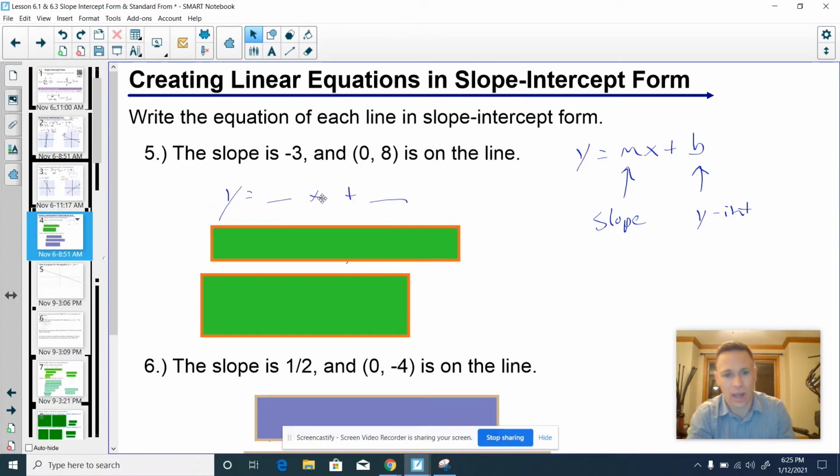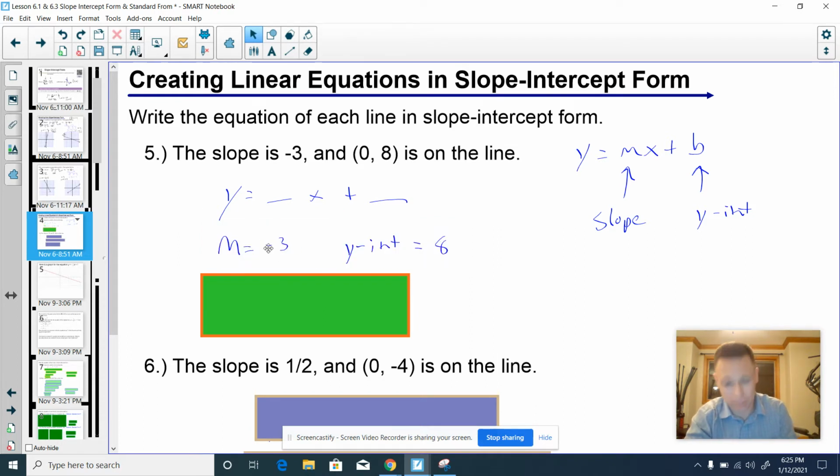Well, every time I start out a problem like this, if I know I'm going to write it in slope-intercept form, then I just start out y equals blank x plus blank, because I know I'm going to have to fill in those blanks. All right, well, what do I know? I know that -3 is my slope. And upon further inspection, (0, 8) is actually a y-intercept.